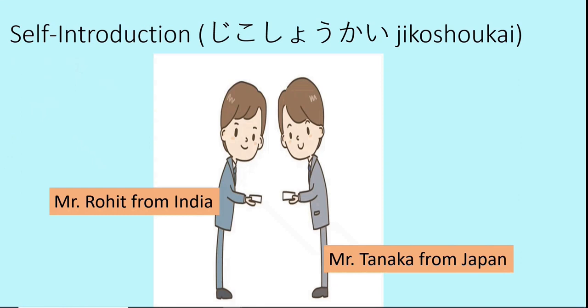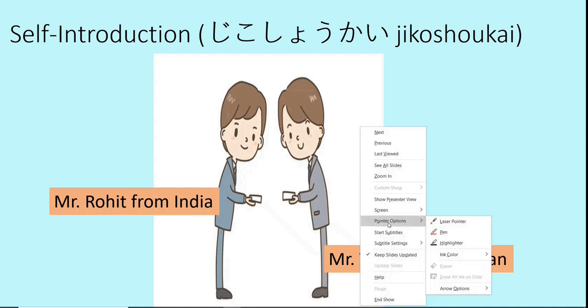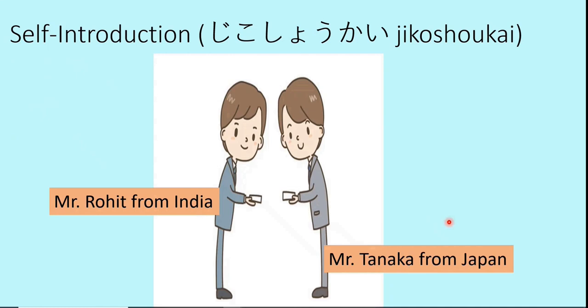Self-introduction, in Japanese, is called Jiko Shokai. In this photograph, you can see two persons, Mr. Rohit from India and Mr. Tanaka from Japan. Looking at this figure, what information can you extract? What are they doing? The first thing is they are standing facing each other. What else? Both of them are bent a little forward.